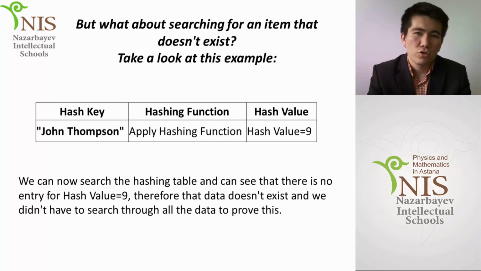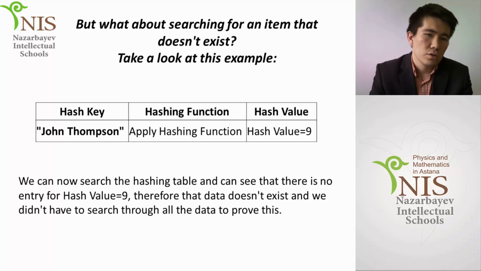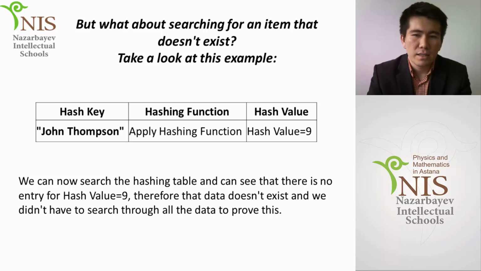But what about searching for an item that doesn't exist? Take a look at this example. Let's say we're looking for John Thompson. We apply the hashing function, and then we have hashing value 9. We can now search the hashing table and see that there is no entry for hash value 9. Therefore, that data doesn't exist, and we didn't have to search through all the data to prove this, since we know that there is no hashing value 9.